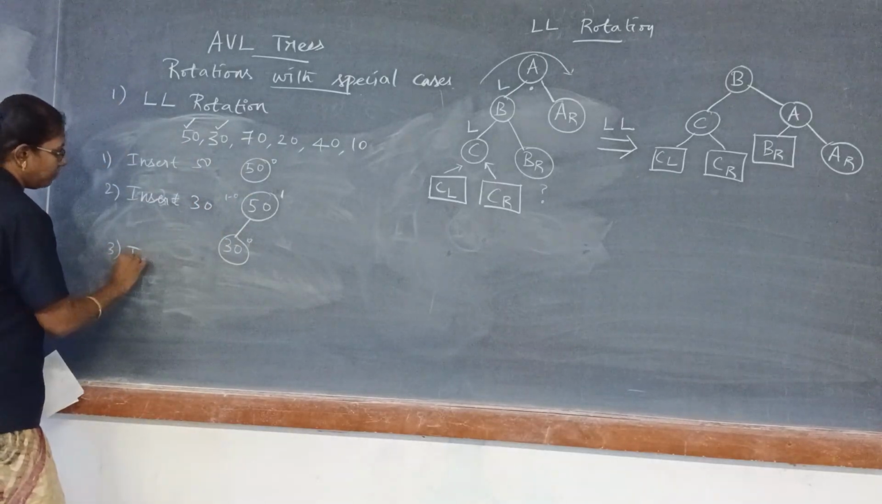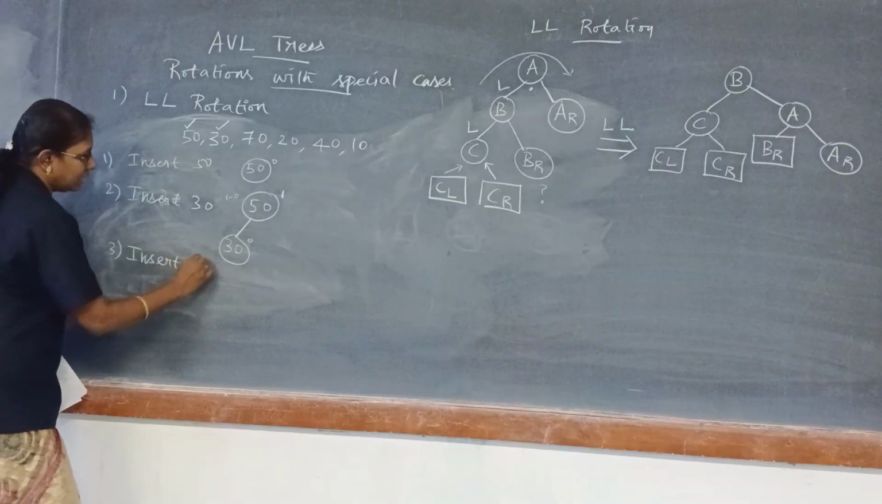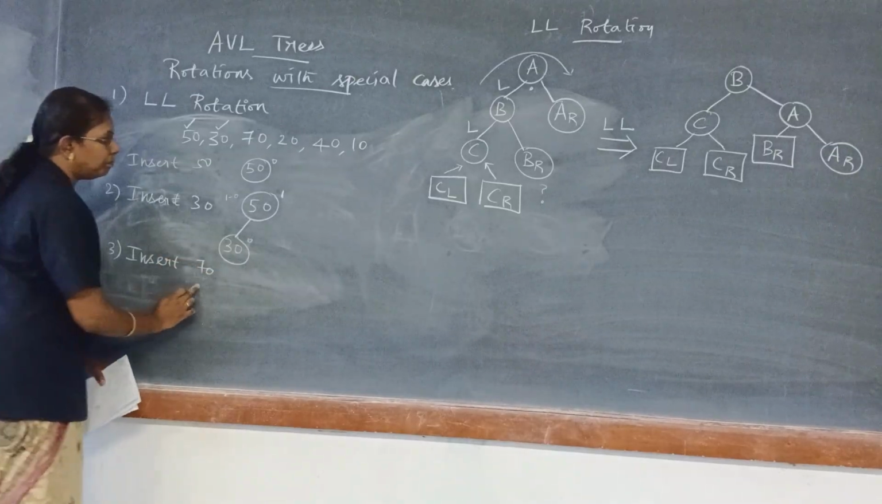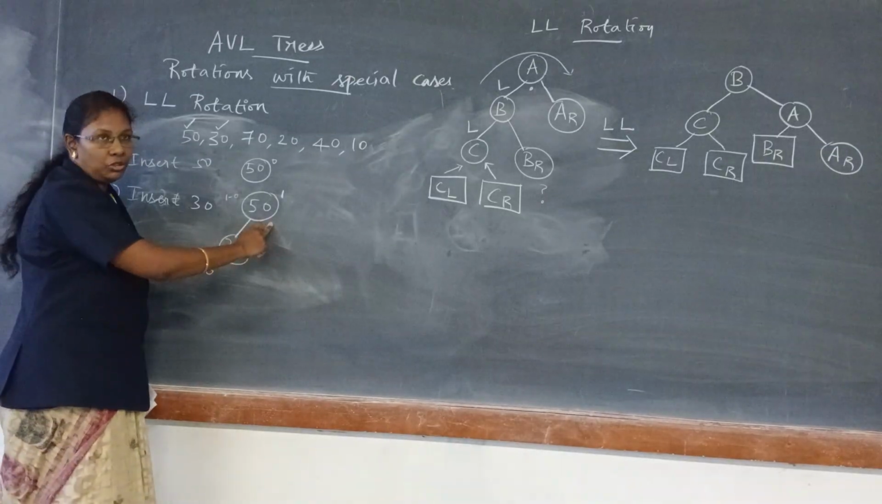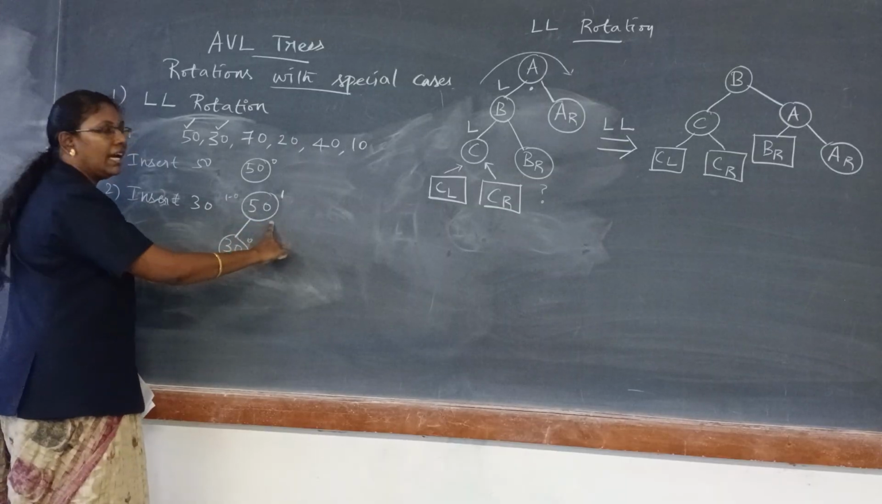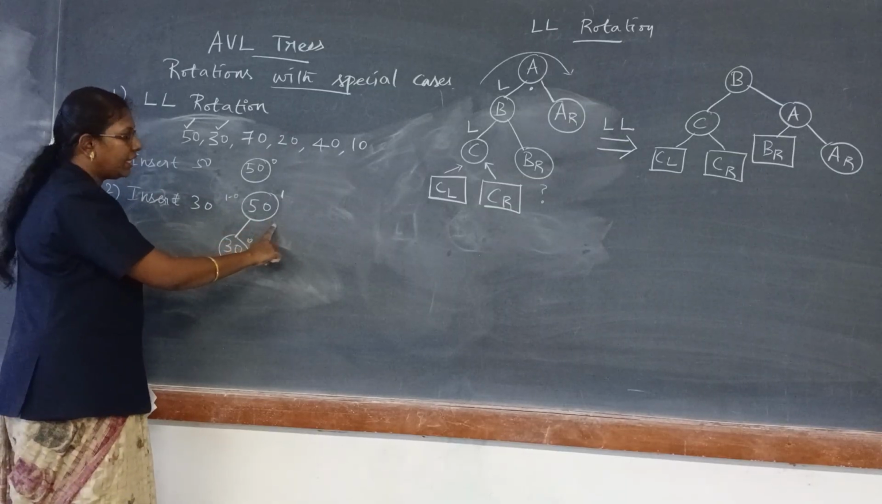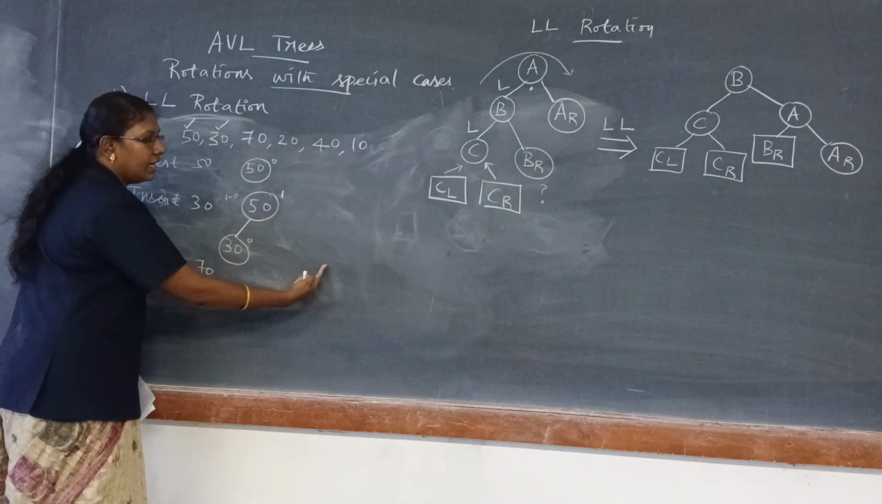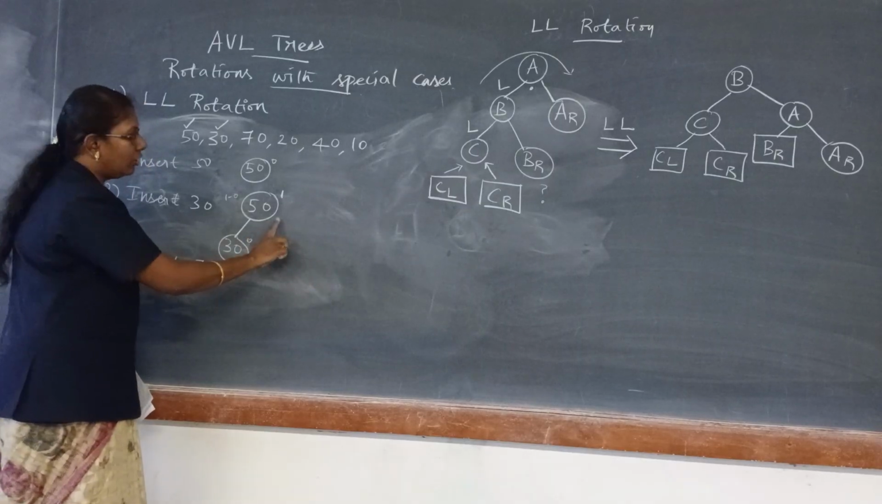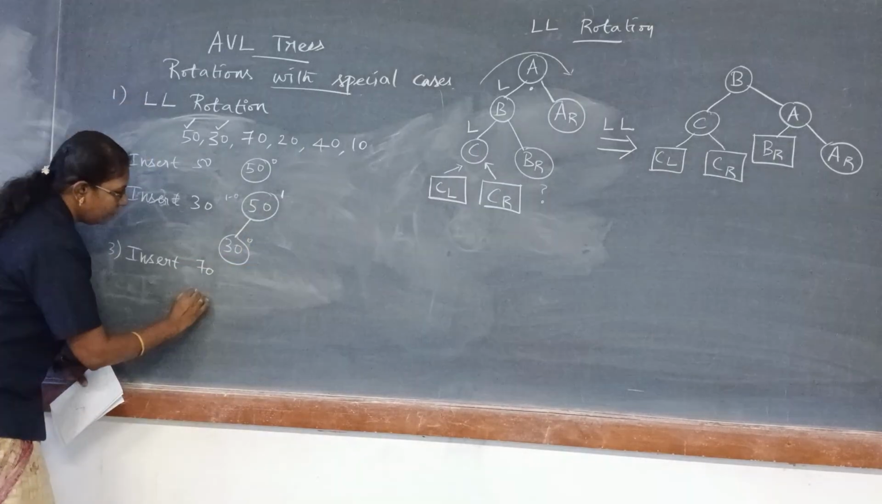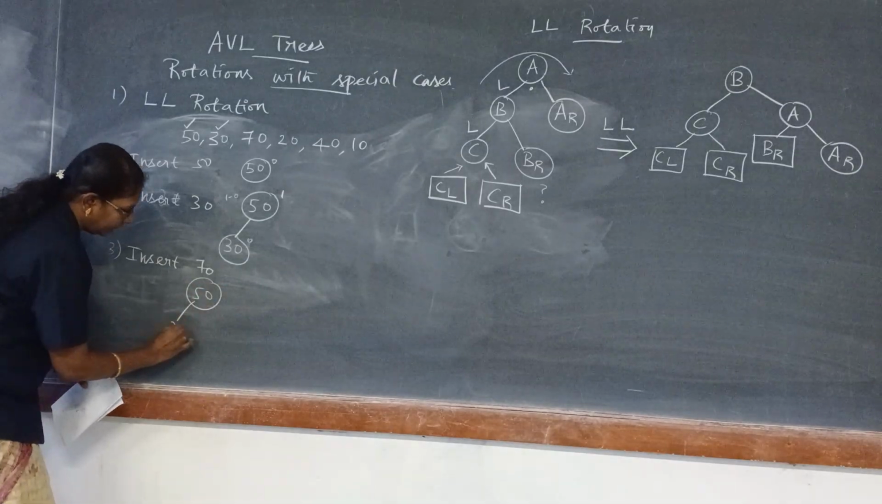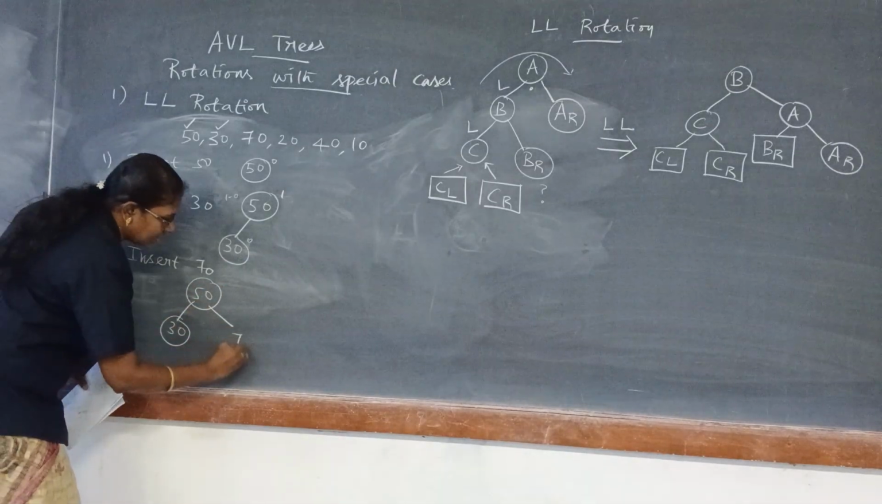So we have successfully inserted 30 and now insert 70 here. So if I am going to insert 70, what will happen? I need to compare this value with the root node. Now 70 is greater than 50, so I can insert this 70 on the right-hand side of the root node. So the resultant will be 50, 30 and here 70.